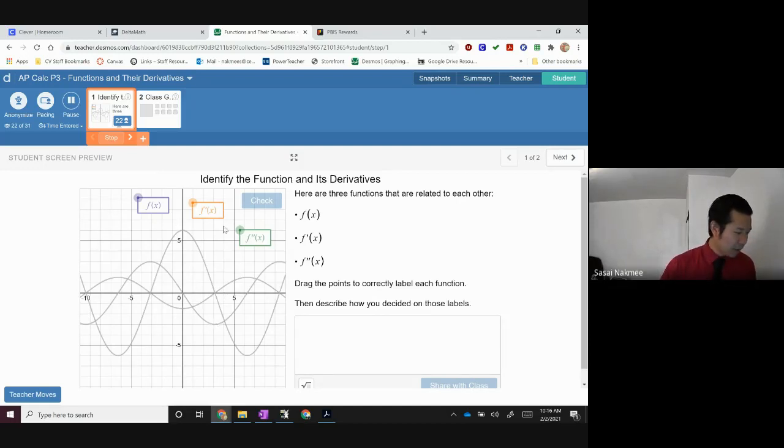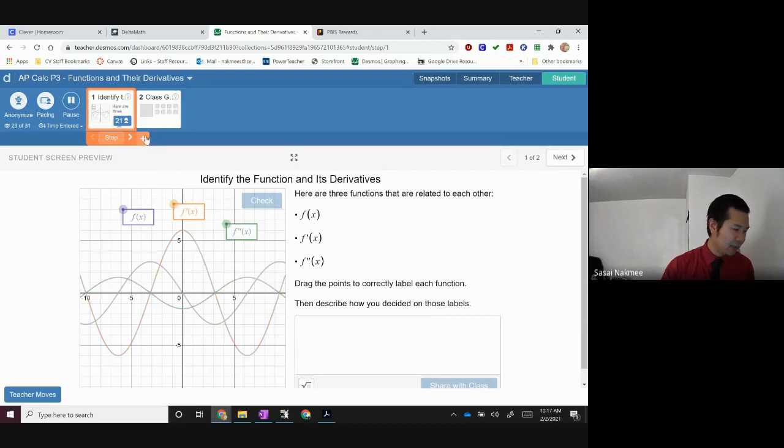So I'm going to leave you guys to it. See what you guys think. And when you figure it out, once you move them over on top of each of these and you've highlighted all 3 graphs a certain way, there's a check button that comes up and you can check your answers. Okay? And it will let you know. So let you guys try that out.